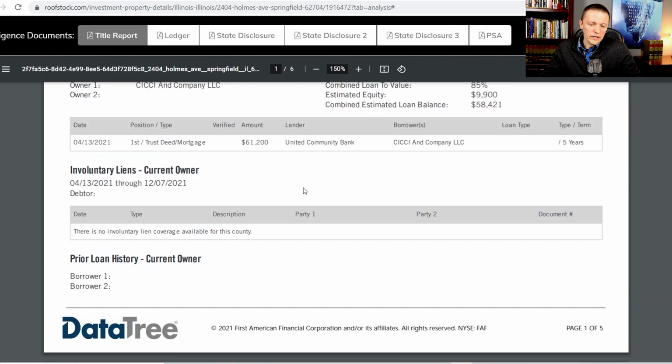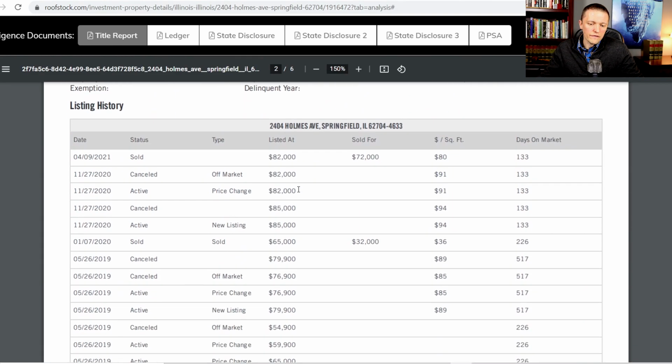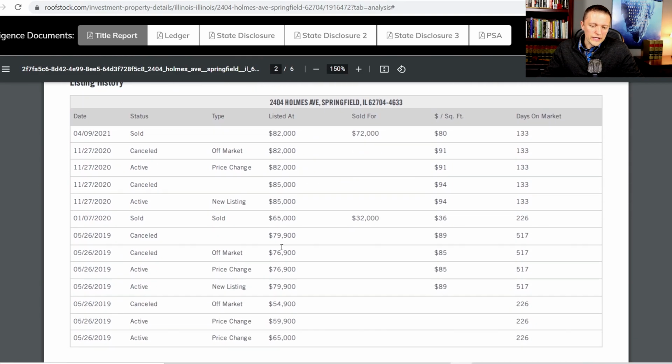And if we keep scrolling, we can actually see some of the historical listing information. So we can see that this property was originally listed for sale in May of 2019 for $65,000. Then it went off the market, then it was relisted, went back off the market and was relisted again. And finally, this property sold prior to this current owner buying the property in January of 2020 for $32,000. At the time, it was listed for $65,000 and it sold for $32,000.